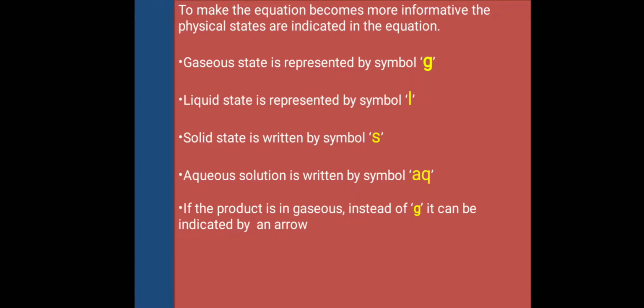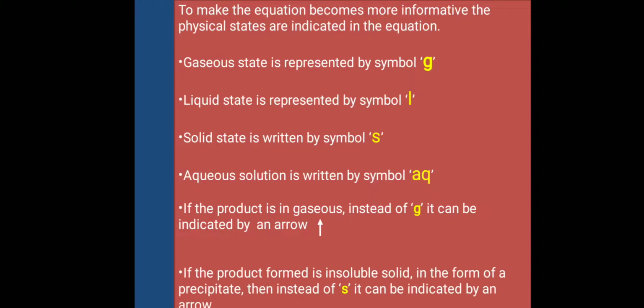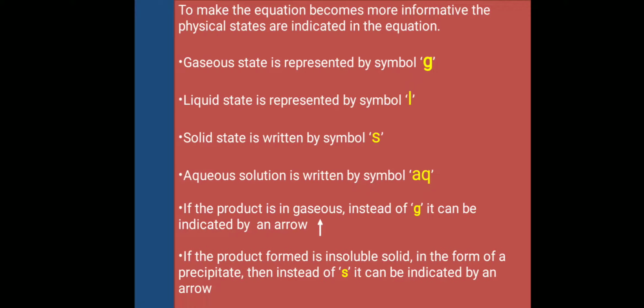If the product is in gaseous state, instead of G, it can be indicated by an arrow pointing upward. If the product formed is an insoluble solid in the form of a precipitate, then instead of S, it can be indicated by an arrow pointing downward.